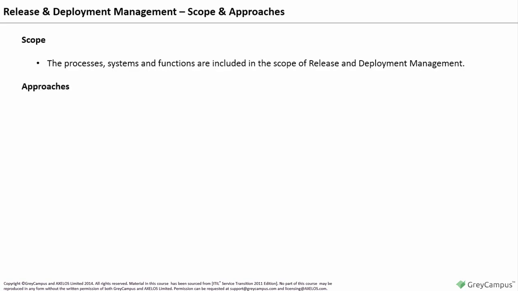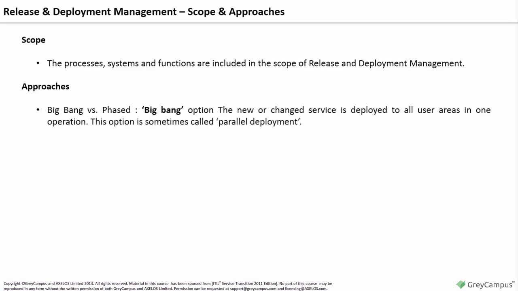There are three kinds of approaches for release and deployment management: Big Bang versus phased. In the Big Bang option, the new or changed service is deployed to all user areas in one operation. This will often be used when introducing an application change and consistency of service across the organization is considered important. This option is sometimes called parallel deployment.